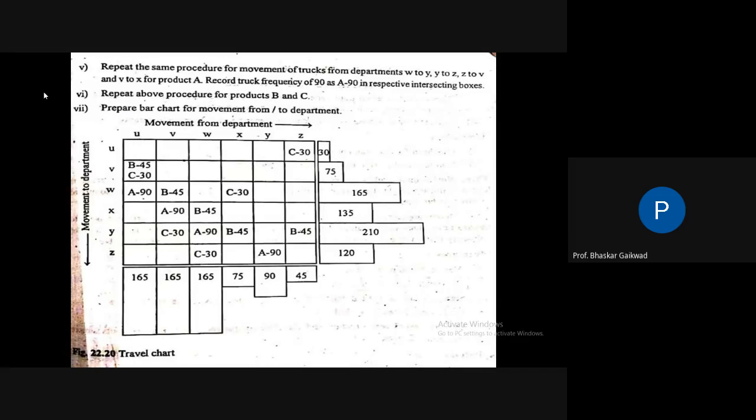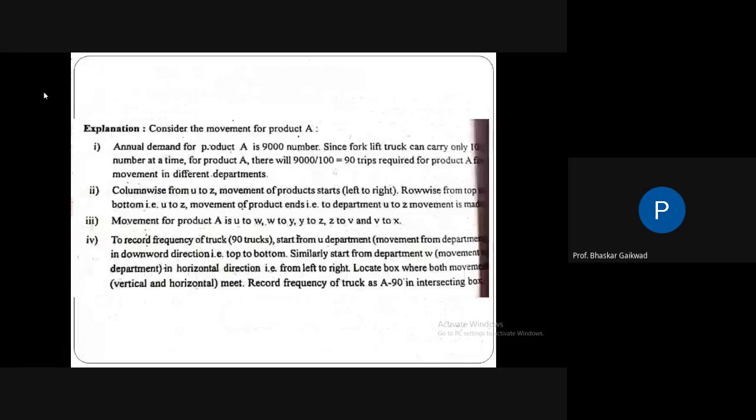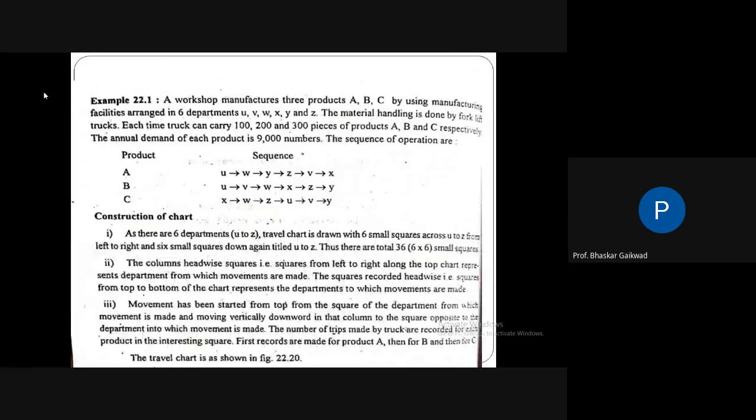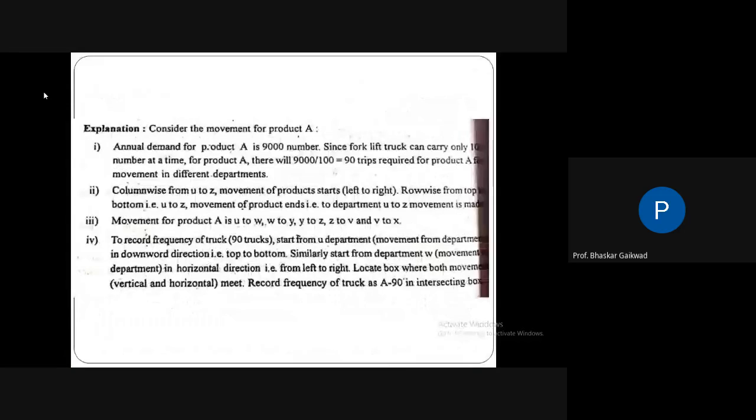So similarly, as per the given sequence, this is sequence V to W. So see that V to W, V45. V to W, V45 is there. So similarly, you can mark in each square related to these products A, B, C.